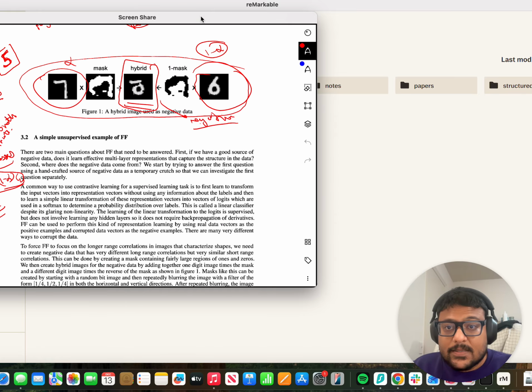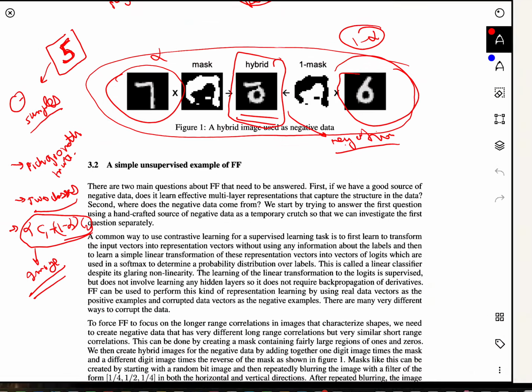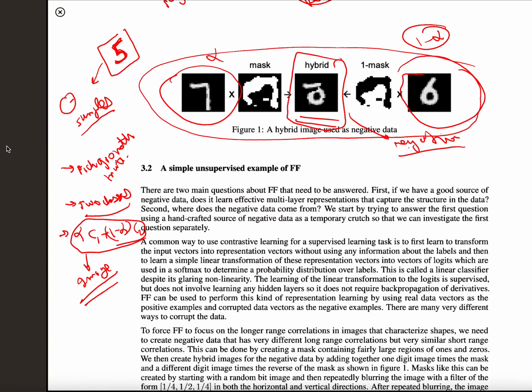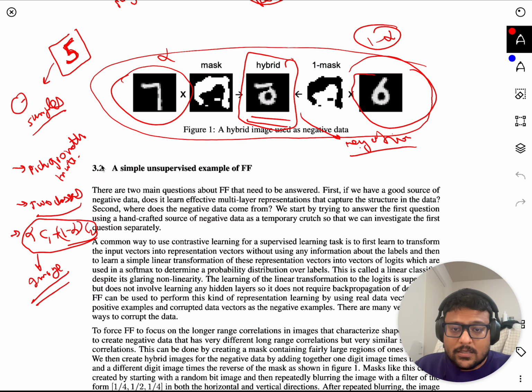Okay, so now that this is clear, let me open this up. Okay, so now we are back to what we were talking about.